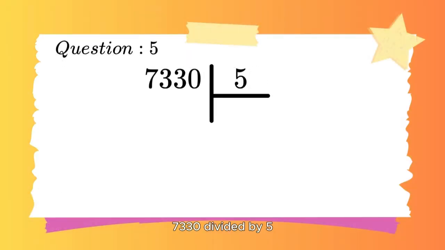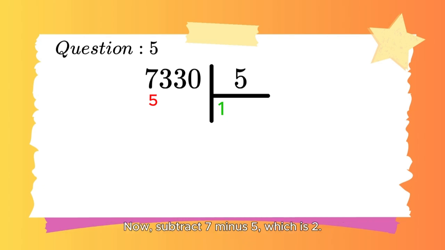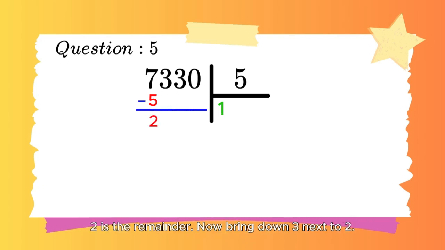7,330 divided by 5. We are dividing digit by digit from left to right. How many 5s we have in 7? 5 times 1 is 5. There is 1 5 in 7. Write 1 here, and write down 5 below 7. Now, subtract 7 minus 5, which is 2. 2 is the remainder. Now bring down 3 next to 2.